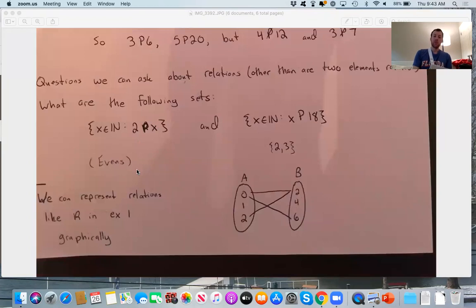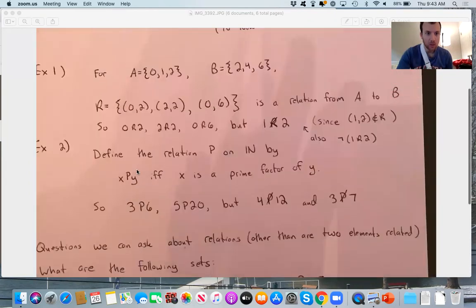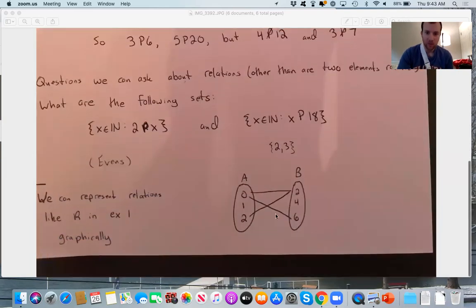What can also be helpful is that we can sometimes graphically represent relations. So if we go back to our first relation, our finite one, where we have these two finite sets, and we pick out a couple pairs that are related to each other, we can represent that by saying A was 0, 1, 2, B was 2, 4, 6, and a line from A to B says this number is related to this number.